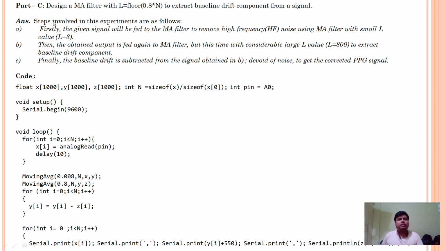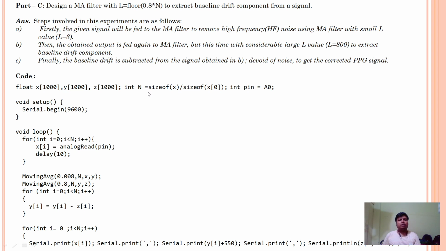The aim of part C is to design a moving average filter with a floor value of 0.8 in total number of samples, which we consider here to be 1000, to extract the baseline drift component from the signal as well as to get the signal corrected.